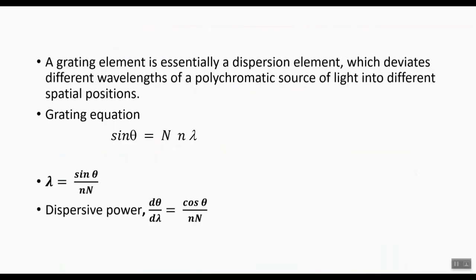A grating element is essentially a dispersion element which deviates different wavelengths of a polychromatic source of light into different spatial positions. The deviation produced by a grating element is given by the equation sin theta is equal to nNλ, which is known as the grating equation, and that means that the most deviated wave is the larger wavelength, as different from prism dispersion, where the most deviated wave is the one with larger frequency or lower wavelength. From the dispersed polychromatic light, the individual wavelengths composing it could be identified along with the information about their relative position, relative number of photons contained in it, or their intensities.